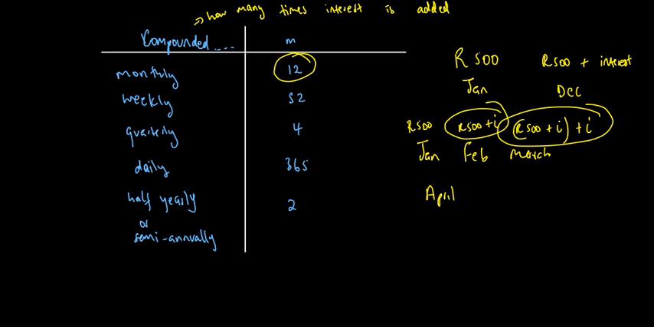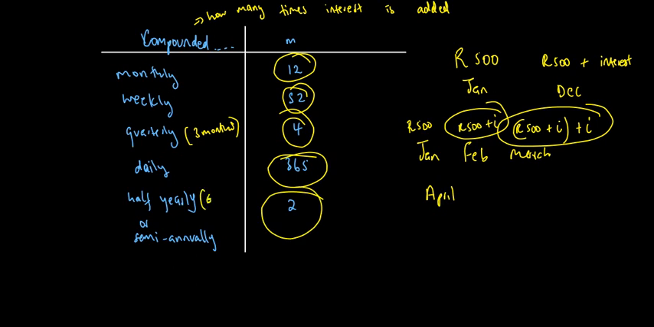If you are given interest weekly, it means you're going to get interest 52 times in a year. If it is quarterly, you're going to get interest 4 times in a year, because each quarter is 3 months. And then daily, imagine getting interest daily. That will be 365 times in a year. Then half yearly means 6 months. You get interest after every 6 months. So that is what a compounding period is all about.